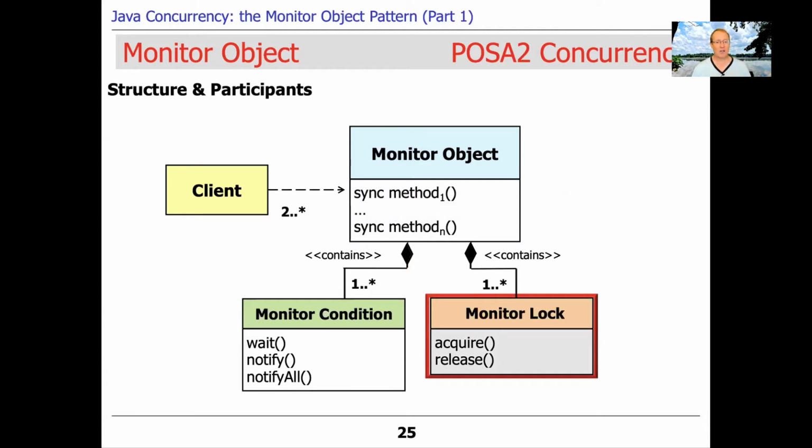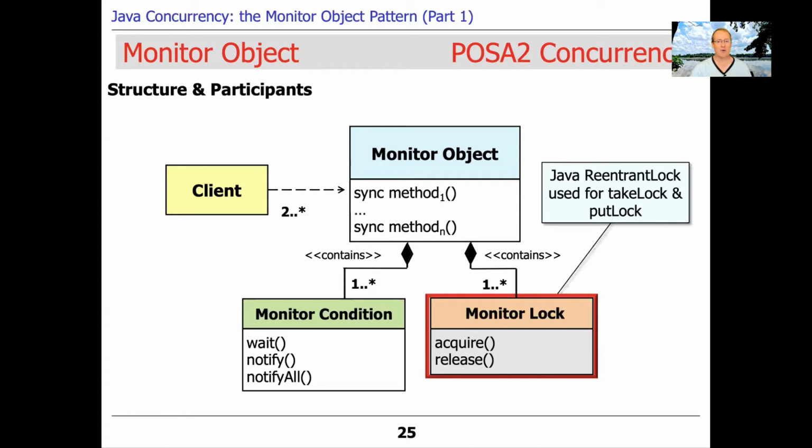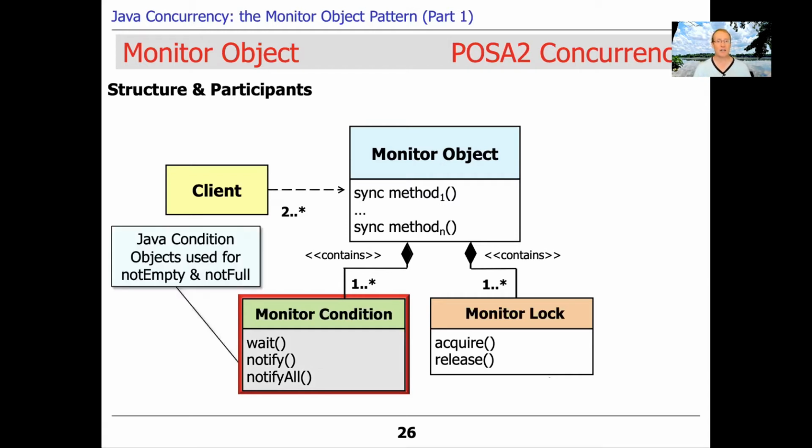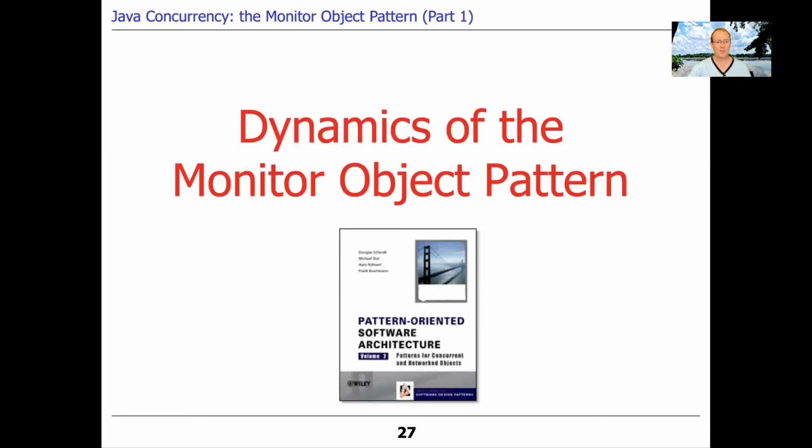And then we have monitor lock, and that has methods for acquiring and releasing the lock. And that would be things like the Java reentrant lock that's used for the take lock and the put lock, which are part of the underlying implementation of the linked blocking queue. And then finally, we have monitor conditions, which in our case are the Java condition objects that are used for the not empty and not full conditions that the monitor object, or the linked blocking queue in this case, uses in order to implement the semantics of a blocking queue.